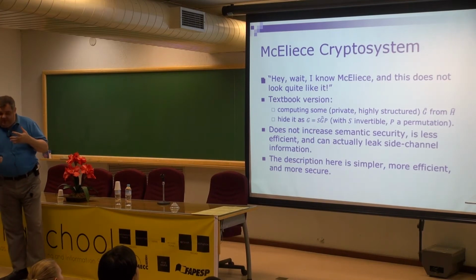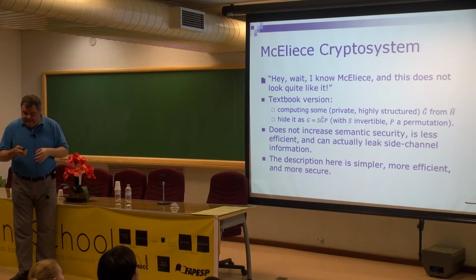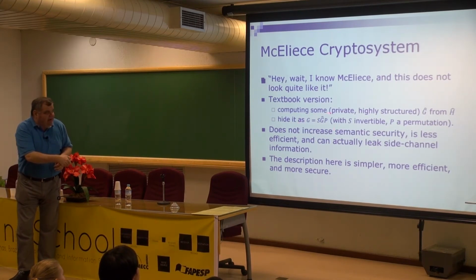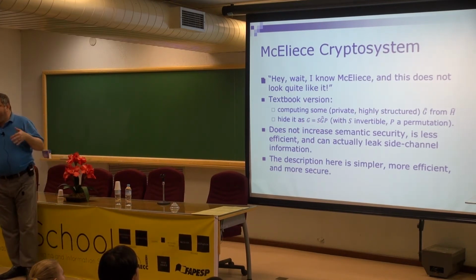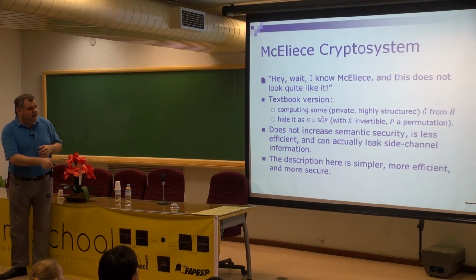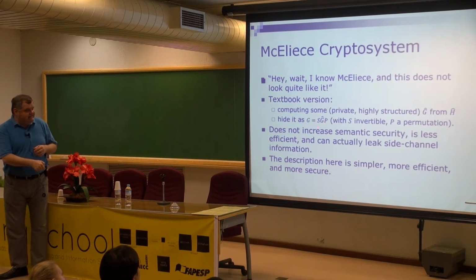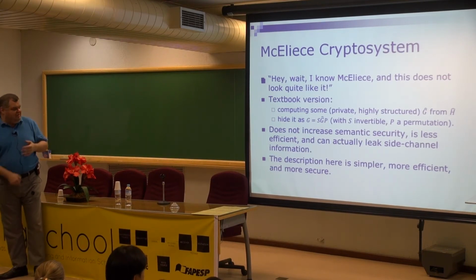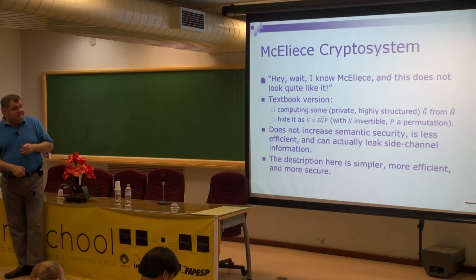Those of you who have already had a look at McEliece probably saw something like this. The private key would be a generator matrix G hat. The public key will be computed from it by choosing a uniformly random invertible matrix S, which comes from scramble, called the scramble matrix, and a uniformly random permutation matrix P.